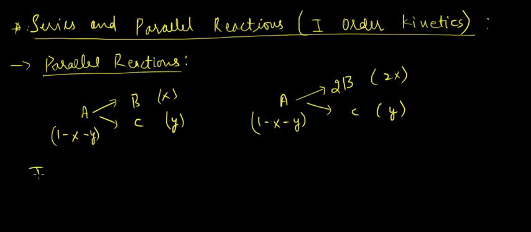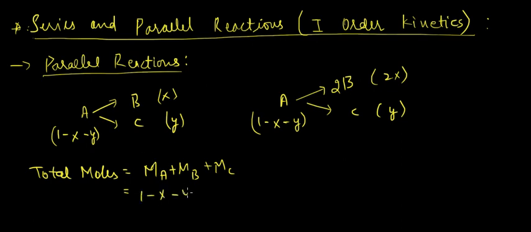So in this case, total moles would be moles of A plus moles of B plus moles of C, which would be nothing but 1 minus X minus Y, plus MB would be X, MC would be Y. So we would be getting 1.